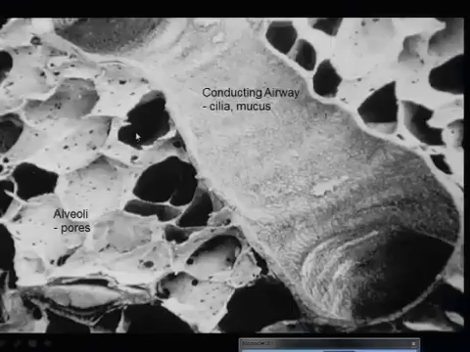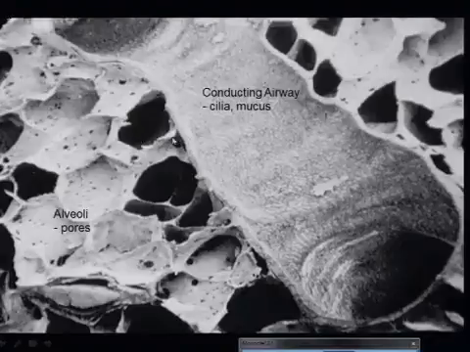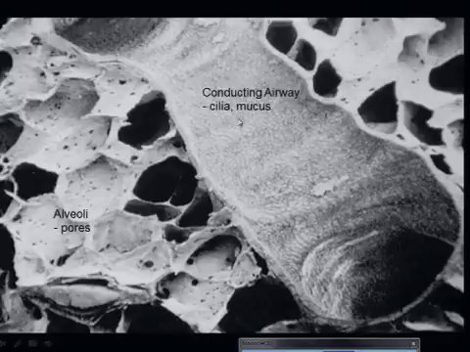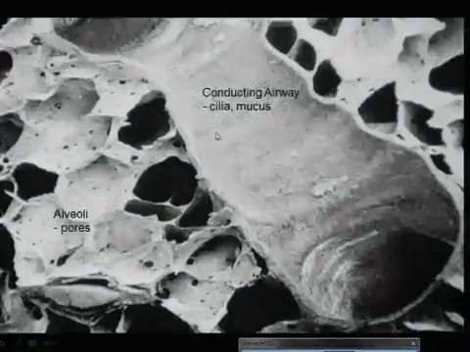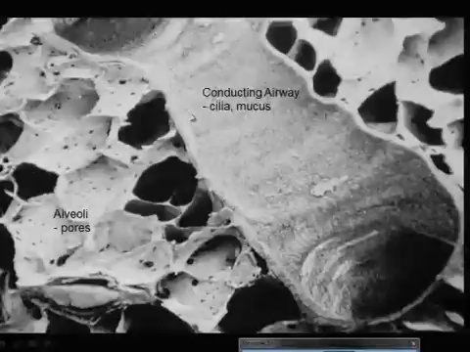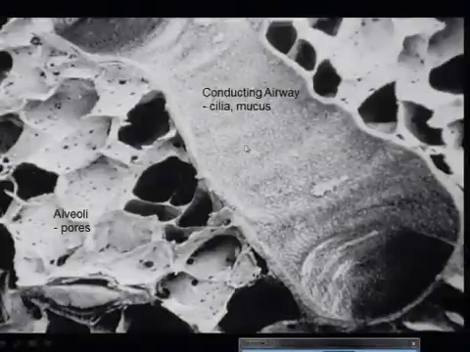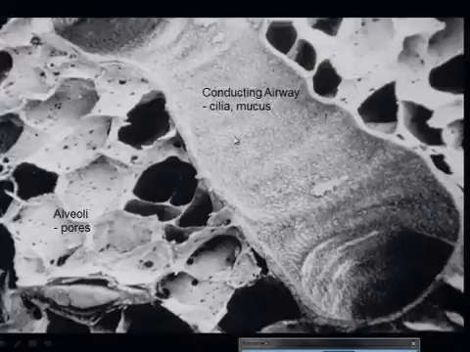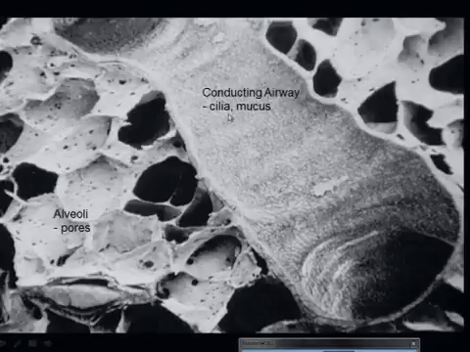So now if we look more at these micrographs, we can look at this a little more in detail. This here you can see is a large conducting airway. You can't see it very well here, but the large conducting airways are covered with cilia and also mucus. There's a lot of glands that secrete mucus into the upper airways. This would be mucus on the surface of the cilia.